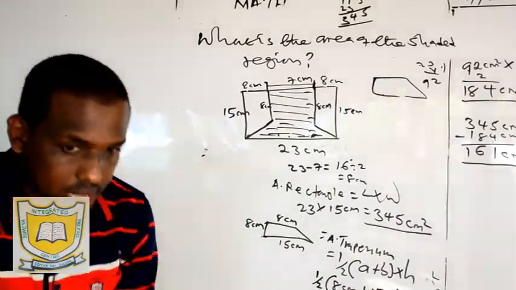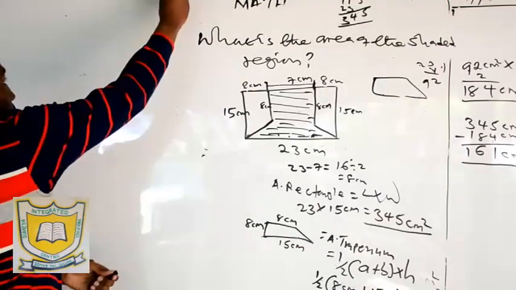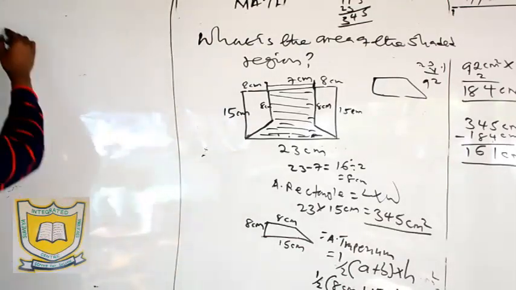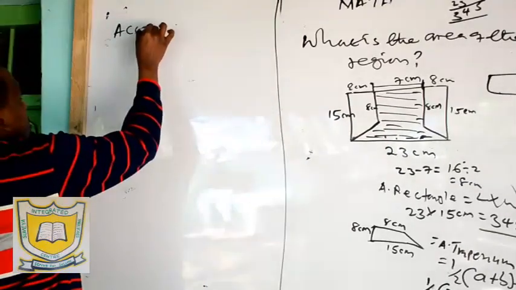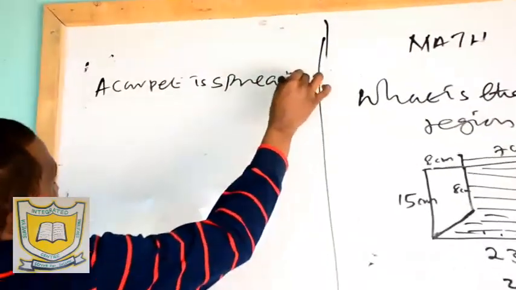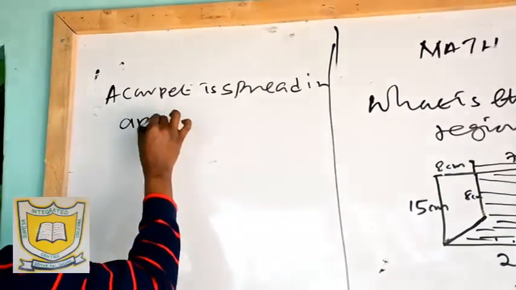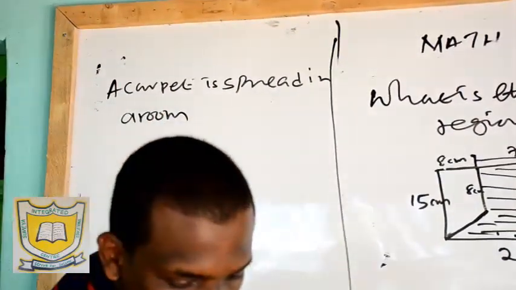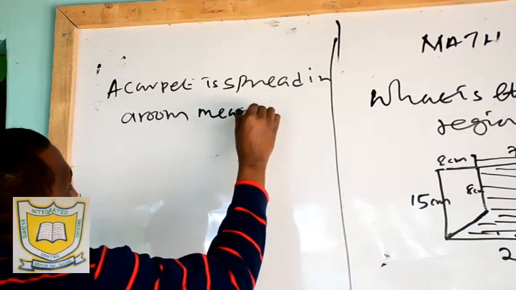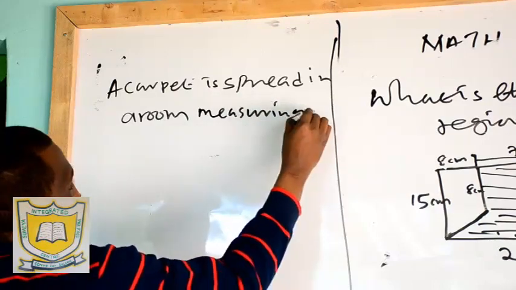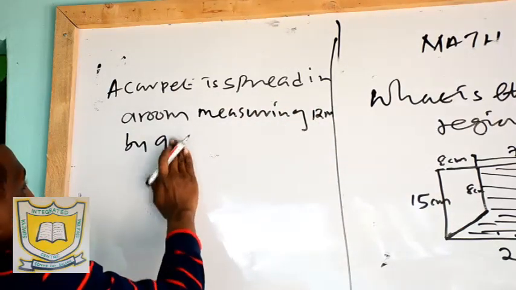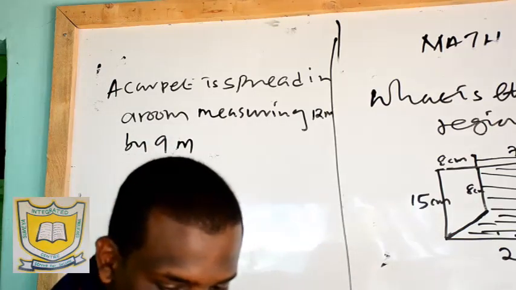There's also another question here. You are told a carpet is spread in a room measuring 12 meters by 9 meters.